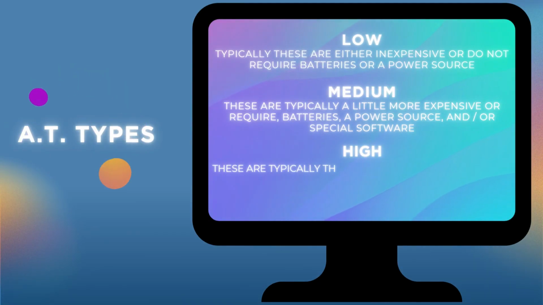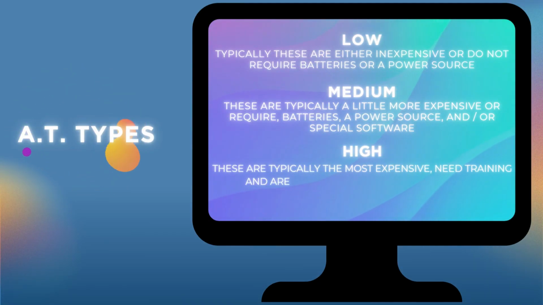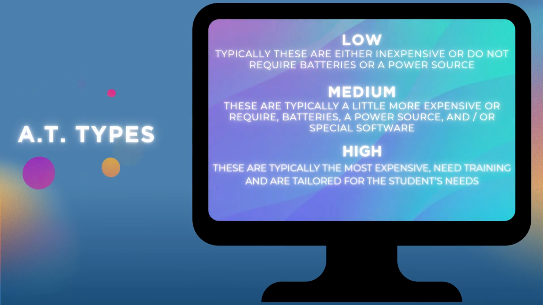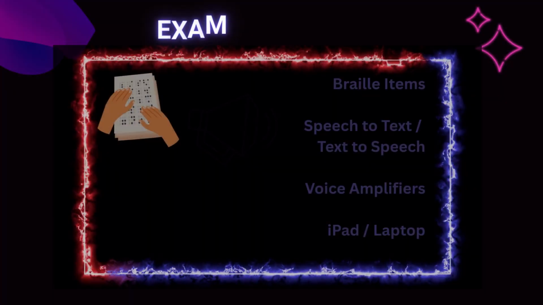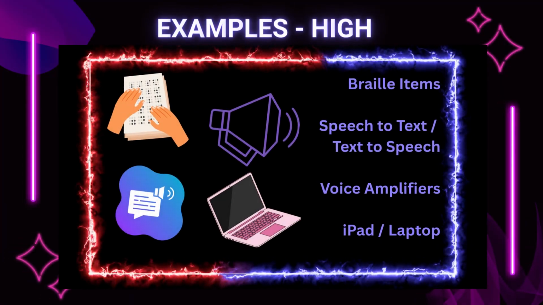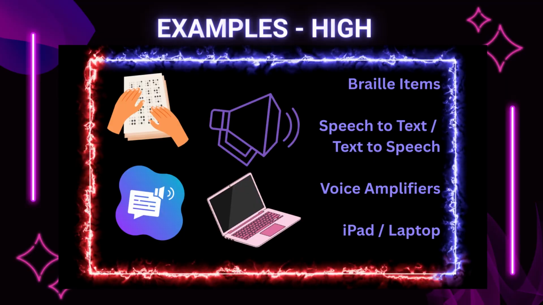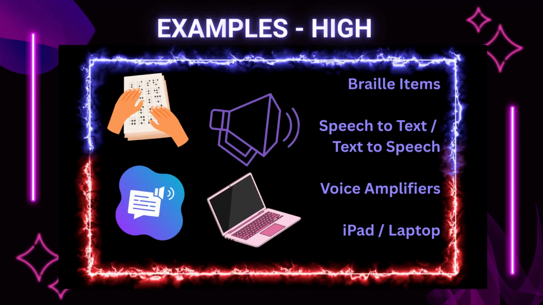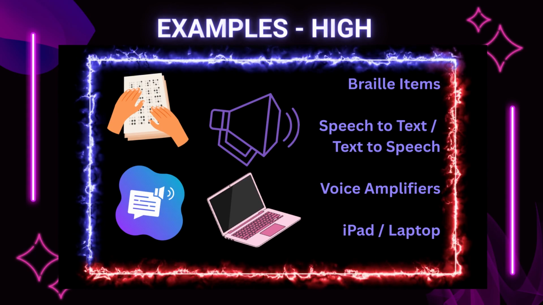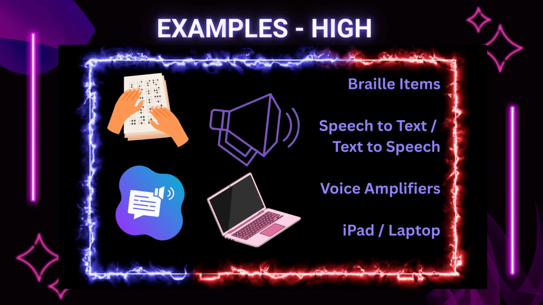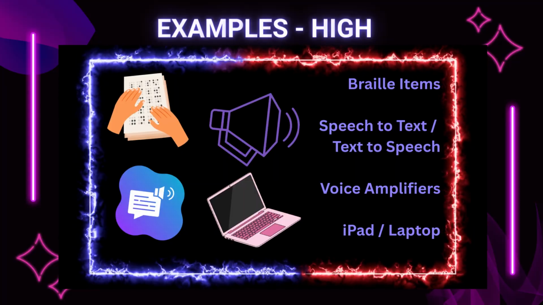Now, high tech assistive technology tools often require specialized training, customization to the student, and are usually higher in price. These tools can be transformative, though, for students with complex needs, especially in class participation and communication. Some high tech AT examples include braille displays, speech to text and text to speech software, voice amplifiers, iPads, and laptops. These tools expand access to reading, writing, communication, and learning throughout the school environment.